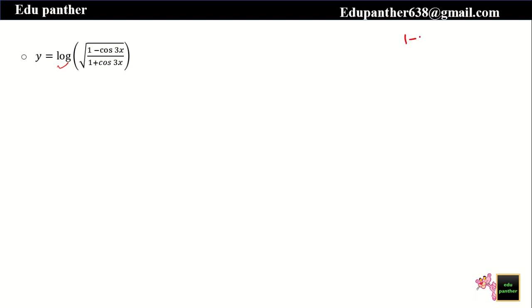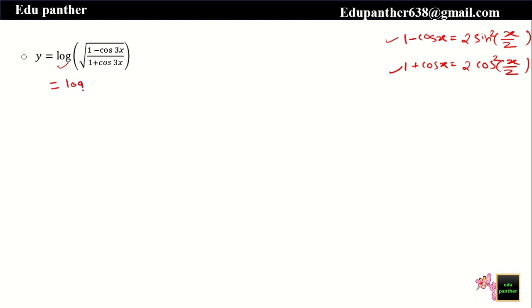So I'll mention those formulas here. First, 1 minus cos x is 2 times sine square x by 2. Similarly, 1 plus cos x is 2 times cos square x by 2. Using these two formulas, we have to simplify this expression.